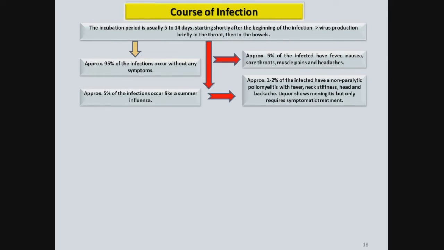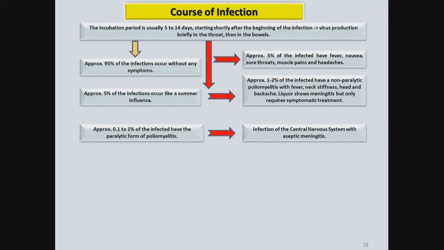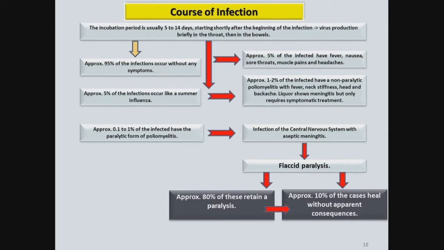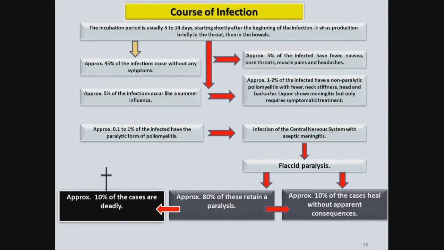Liquor shows meningitis, but only requires symptomatic treatment. Approximately 0.1 to 1% of the infected have the paralytic form of poliomyelitis. Infection of the central nervous system with aseptic meningitis. Flaccid paralysis. Approximately 80% of these retain a paralysis. Approximately 10% of the cases heal without apparent consequences. Approximately 10% of the cases are deadly.